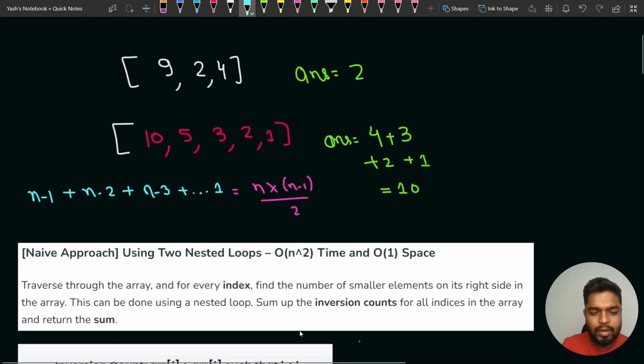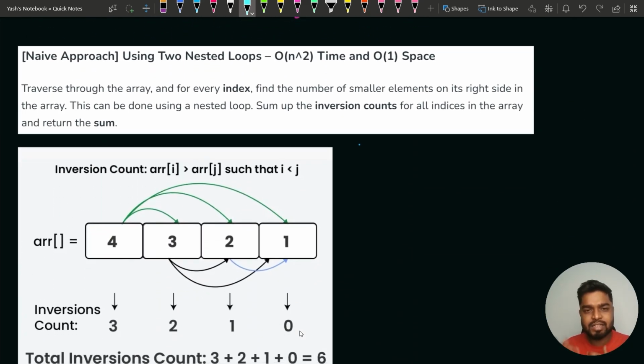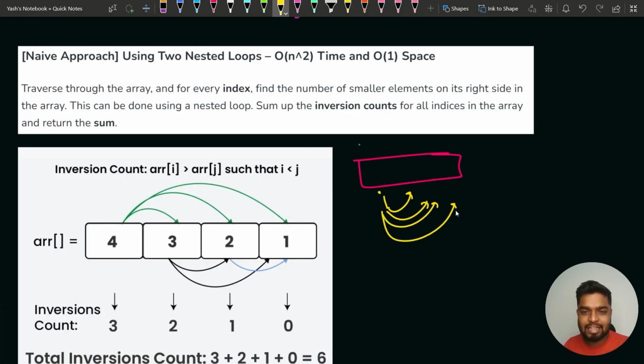Now let's understand how we can do it in a brute force fashion. I had already done a dry run, but still let's see what the brute force approach is. You can traverse throughout the array, and for every index you can find the number of elements that are smaller on the right side. For a particular ith element, you find how many j indexes have elements lesser than the ith element. Those will be counted as inversions.